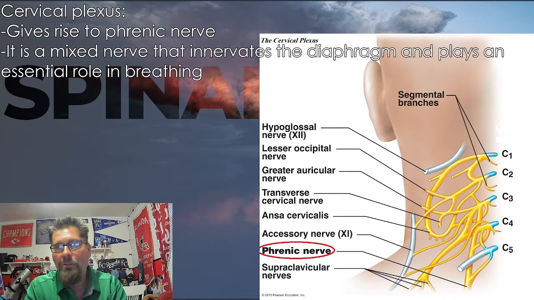But this cervical plexus, and we'll look at the dermatome, you'll see that. But along with the area of the body that it supplies nerves for, the phrenic nerve is the main highlight of that.